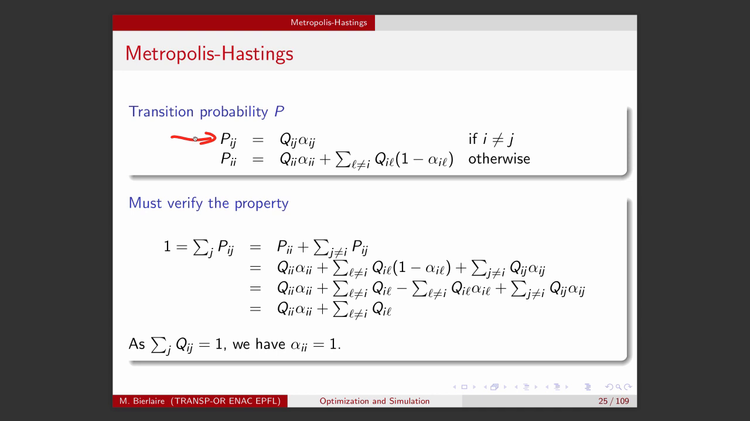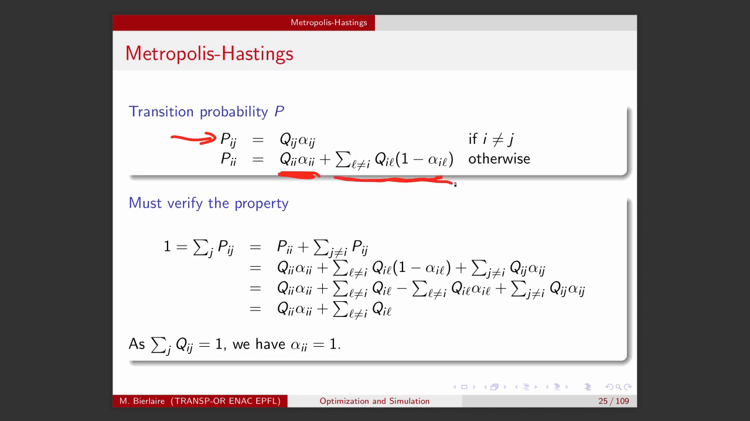Now when i and j are the same, what is the probability that the process stays at state i? Well, there are two reasons why we can stay at state i. The first reason is that the first process is proposing to stay at state i, and we accept it. So this is what is defined by this first term here. The second reason is that my first process suggests to go somewhere else, but this is rejected. And this is what the second term is saying.